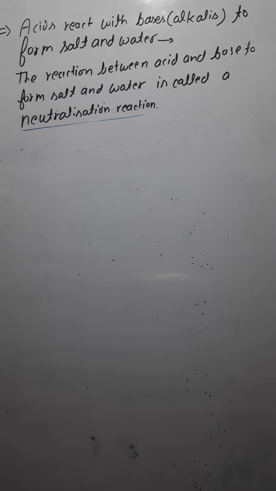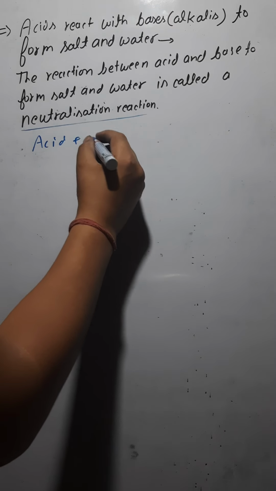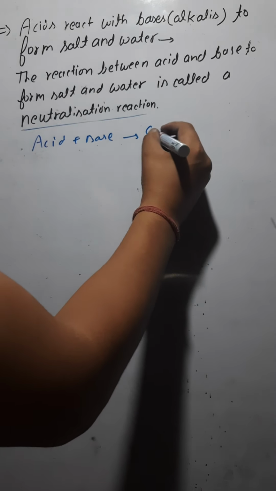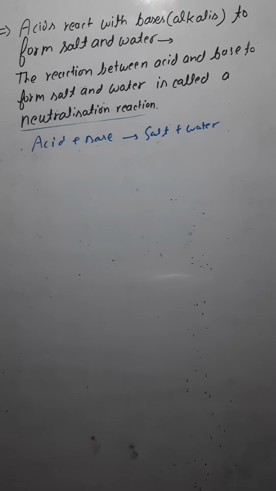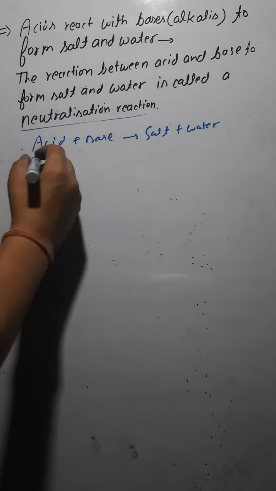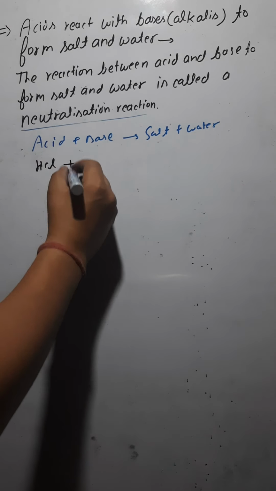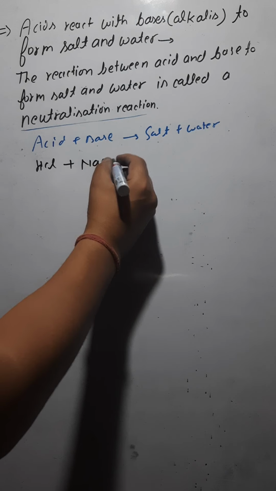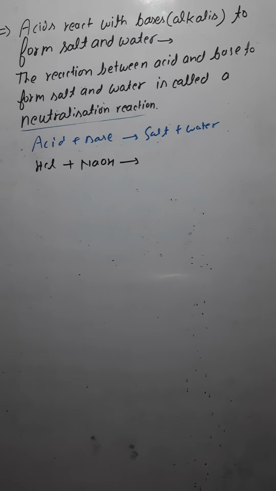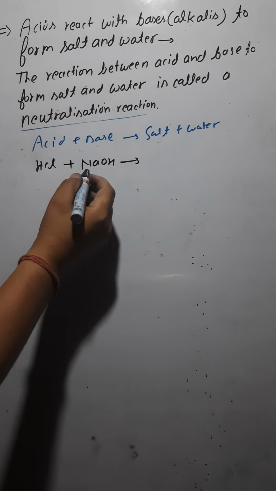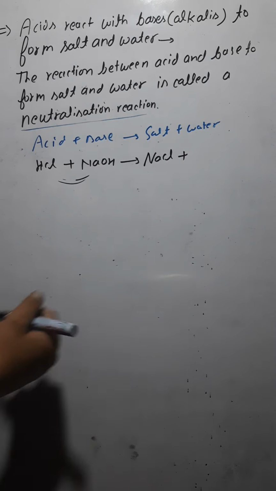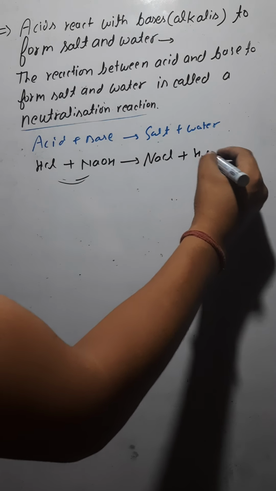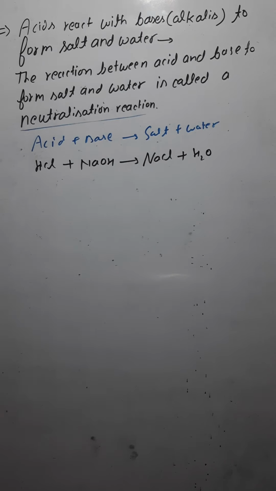Now if you see here, we have acid and base. Both of these are reacting together, forming salt and water. Let's take some examples. Suppose we take one important acid, that is HCl, hydrochloric acid, and an important base, sodium hydroxide, NaOH. If these two are reacting together, they form salt, which is NaCl, the common salt, and H2O, water is also formed. So this is the simple reaction.